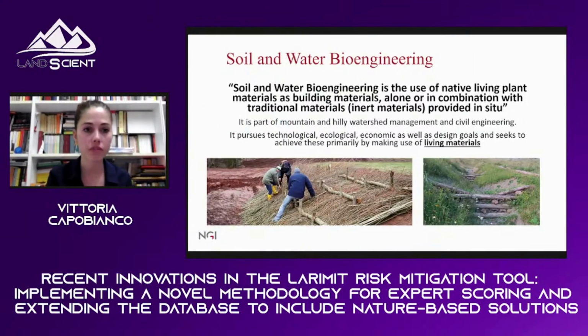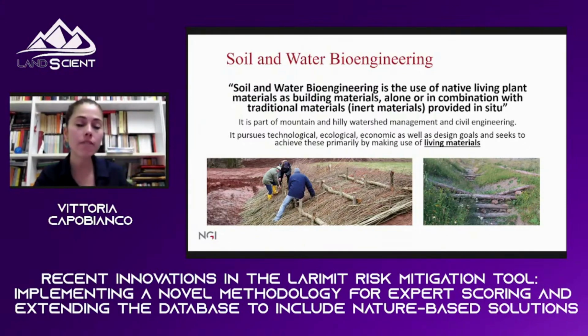So when we talk about nature-based solutions in the framework of landslide risk, most of the time we think about the use of vegetation. And the use of vegetation or native living plant species or natural materials found locally is called soil and water bioengineering. So it's a technique, a discipline that is already well known. Probably you're more familiar with this terminology rather than with nature-based solutions, because it's more from an engineering point of view.